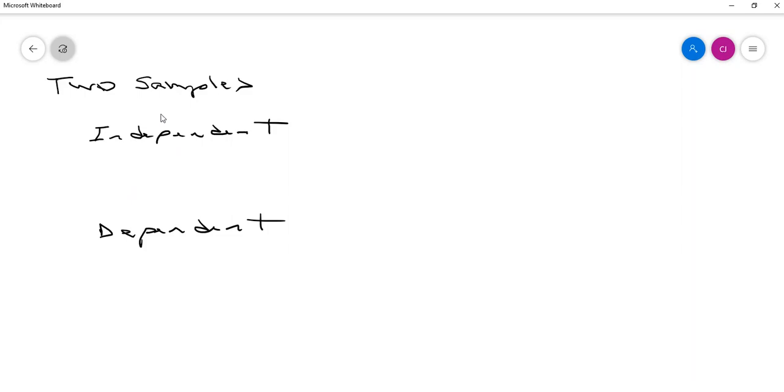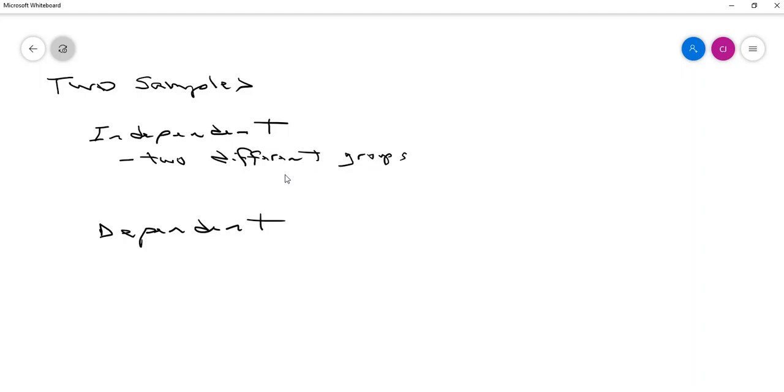And if you have two samples and they're independent samples, independently generated in a sense, what you do is you have two different groups that you're comparing. Okay.